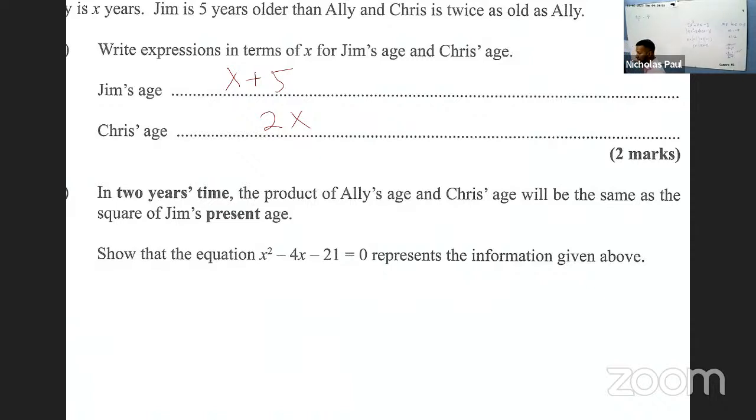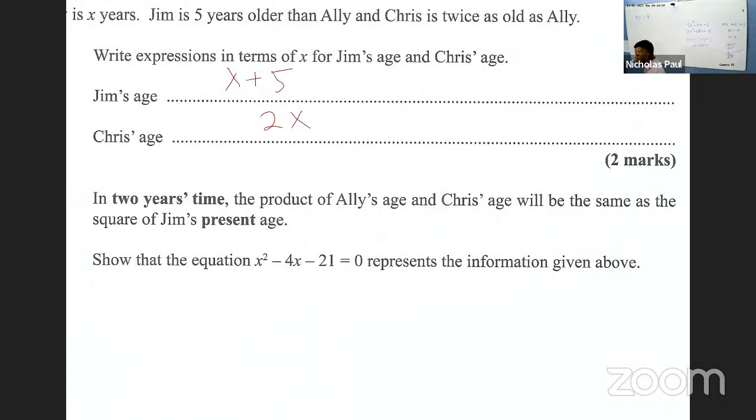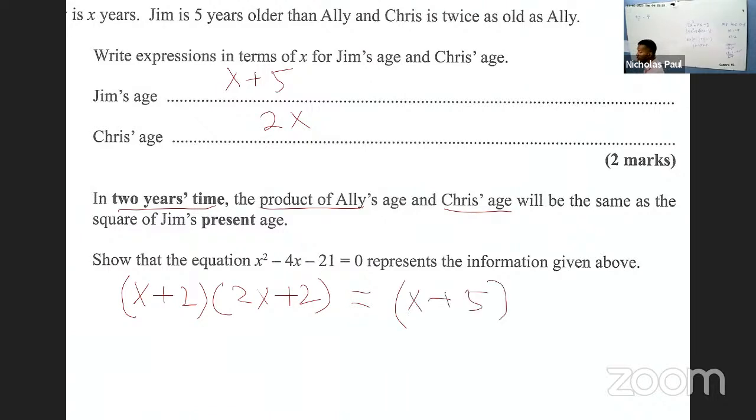Right, Nicholas. So here's what it said. The product of Ali's age and Chris's age in 2 years' time. So what would Ali's age be, Nicholas? x plus 2. Very good. What will be Chris's age? Very good. And that equals to how much? To Jim's present age. What is Jim's present age? x plus 5. Nice. So all you have to do is make it look like this. You guys ready? Okay, nice.